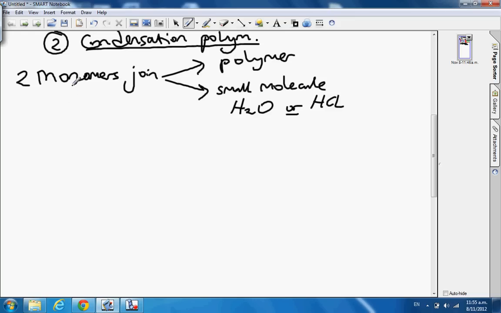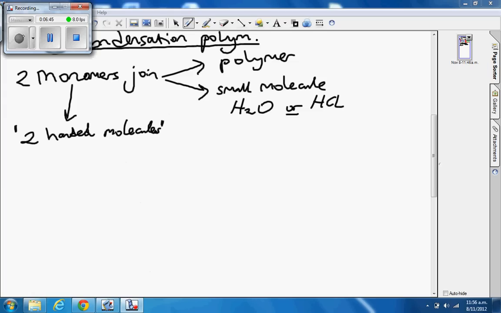condensation polymerization, also the monomers, I'm going to describe these monomers as being two-handed. This is just a phrase I've coined. Two-handed molecules. So the molecules are two-handed, and I'll explain what that means in a second. Okay, so these two-handed molecules, there are four main types of condensation polymers mentioned in level 3 chemistry. So what I'm going to do is dedicate a different page to each one.